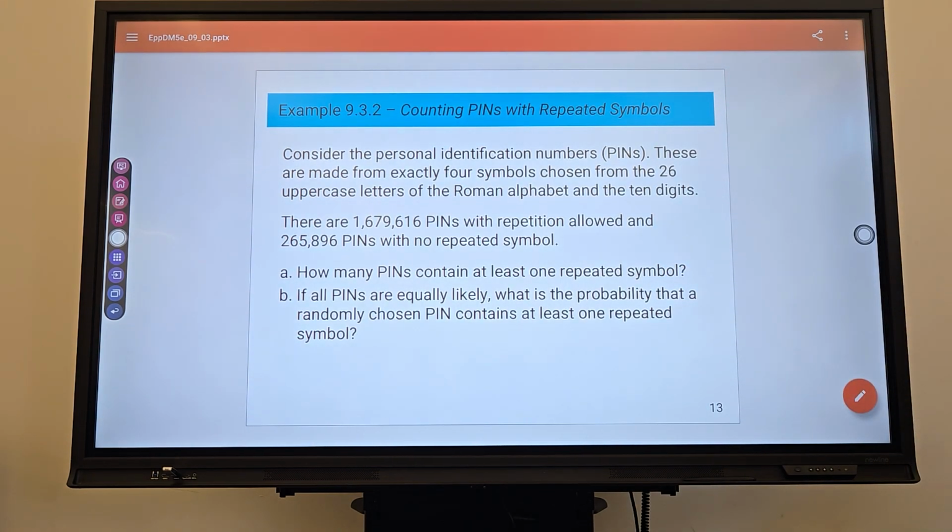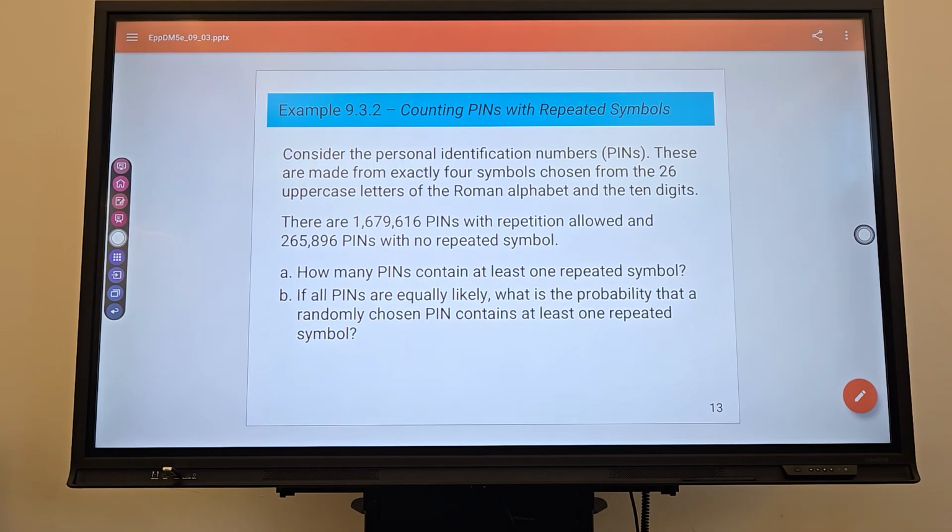Consider the personal identification numbers problem again. These are made from exactly 4 symbols, so forth. We went through all that. There are 1.6 million pins with repetition allowed, and 265,000-ish pins with no repeated symbol. How many pins contain at least one repeated symbol?